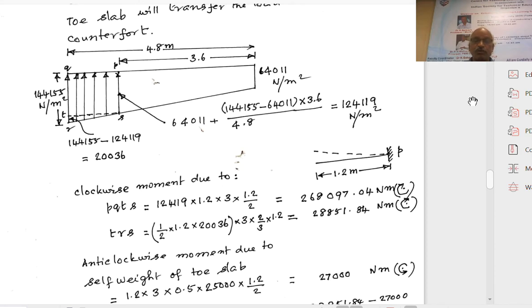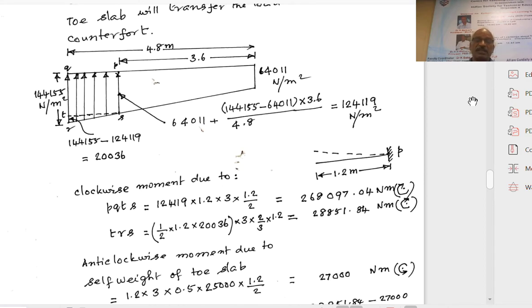So 124,119 is the upward pressure per square meter, into 1.2 meters, the length of the cantilever, into 3 meters, the slab that will transfer the load to one counterfort. So 124,119 into 1.2 into 3 is the total upward force, into 1.2 by 2, because it is a rectangular pressure diagram, at the center of gravity. That will cause a clockwise moment in the front counterfort.